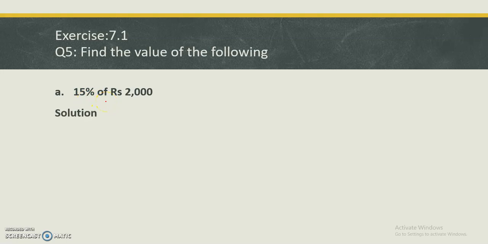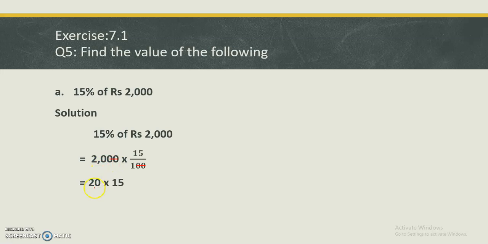First we write solution, then we write the question as it is, and we have to find 15% of 2000. So we write 2000 and multiply by 15 and divide it by 100, because percent means divided by 100. So 2000 multiplied by 15 divided by 100. We can cancel out 0 by 0, 2 zeros by 2 zeros.